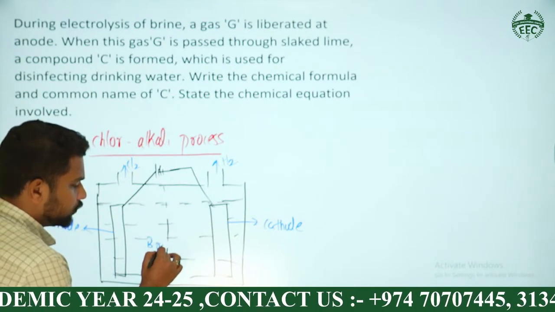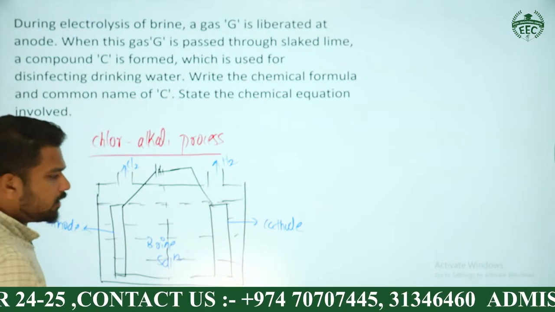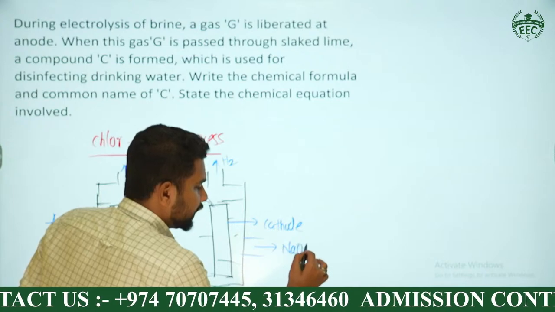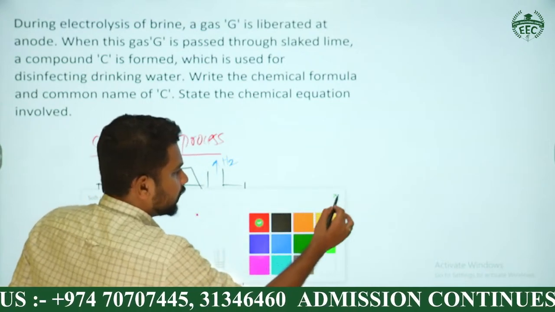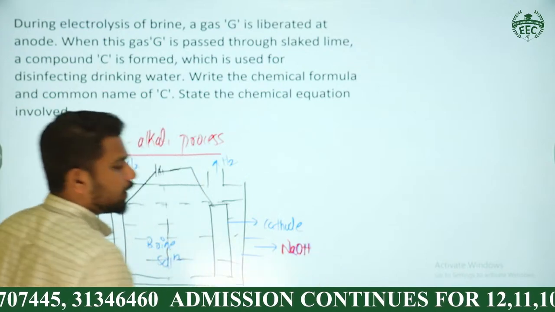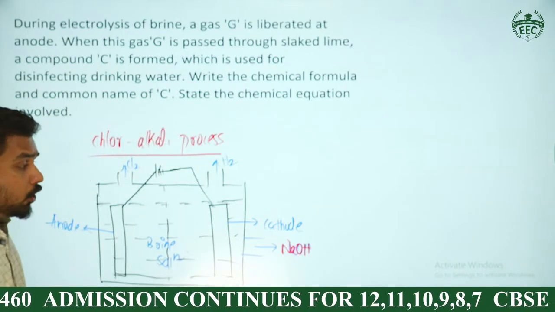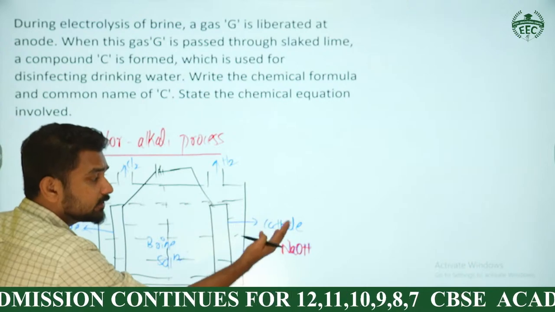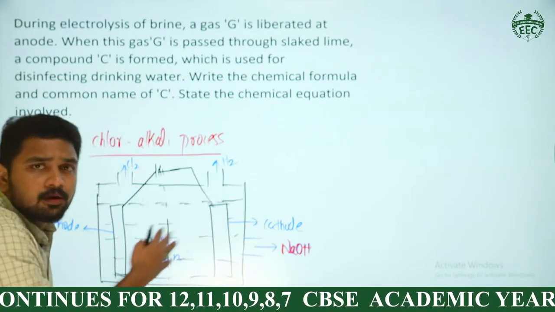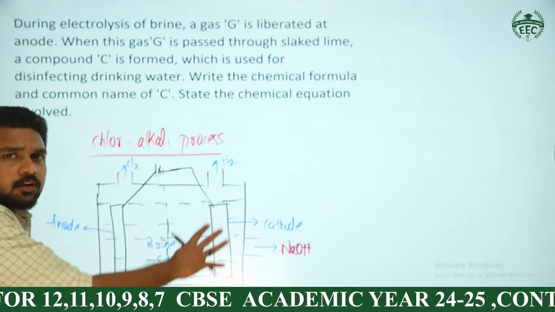This is brine solution. And you will get NaOH. Listen, this is a very important point: you will get NaOH, sodium hydroxide, on the cathodic side, in the cathodic chamber, nearer to the cathode. So this is actually the chloralkali process.